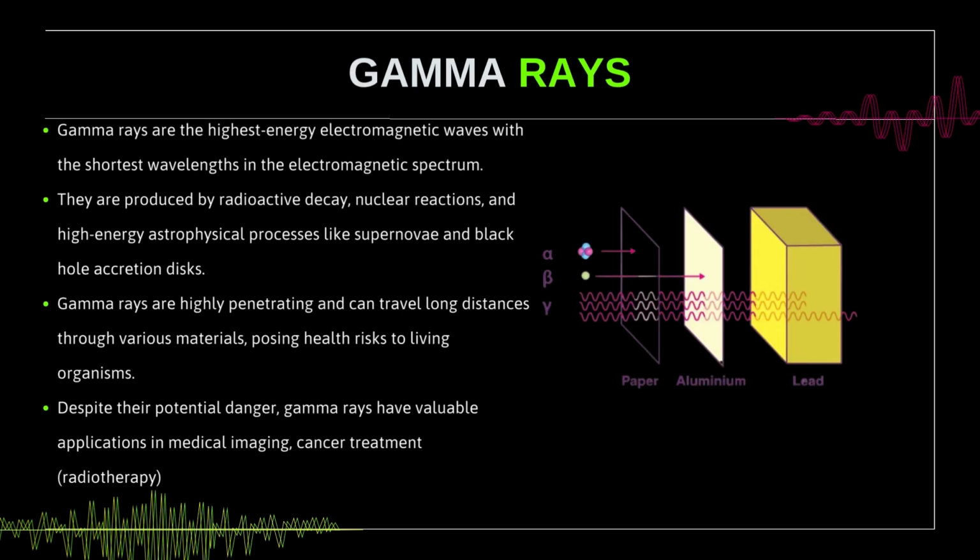Gamma rays. Gamma rays are the highest energy electromagnetic waves with the shortest wavelengths in the electromagnetic spectrum. They are produced by radioactive decay, nuclear reactions, and high-energy astrophysical processes like supernovae and black hole accretion disks.